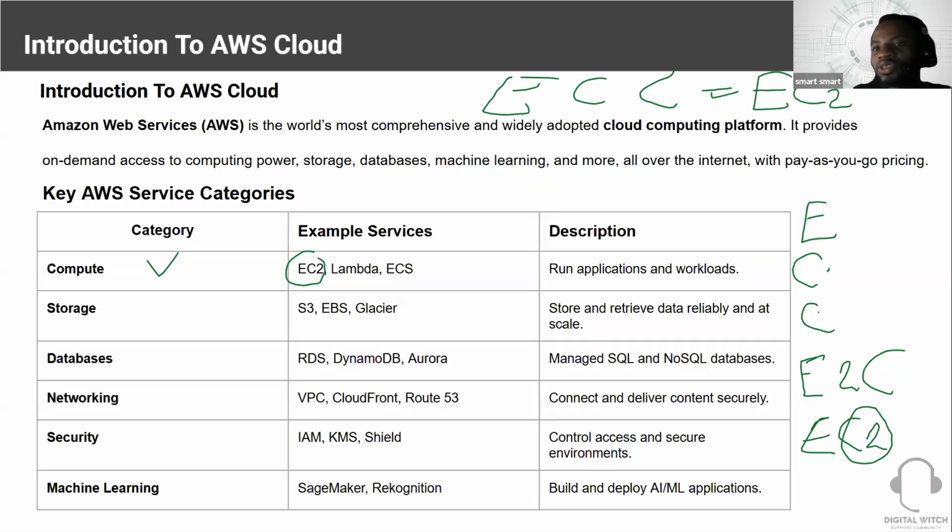EC2, that is Elastic Compute Cloud, right? So that is what they call EC2. They will have Lambda. Lambda is for serverless computing. They have ECS, Elastic Container Service. These are used for running applications and workloads. If you want to host a website or host an application, you will use these services to host the application.